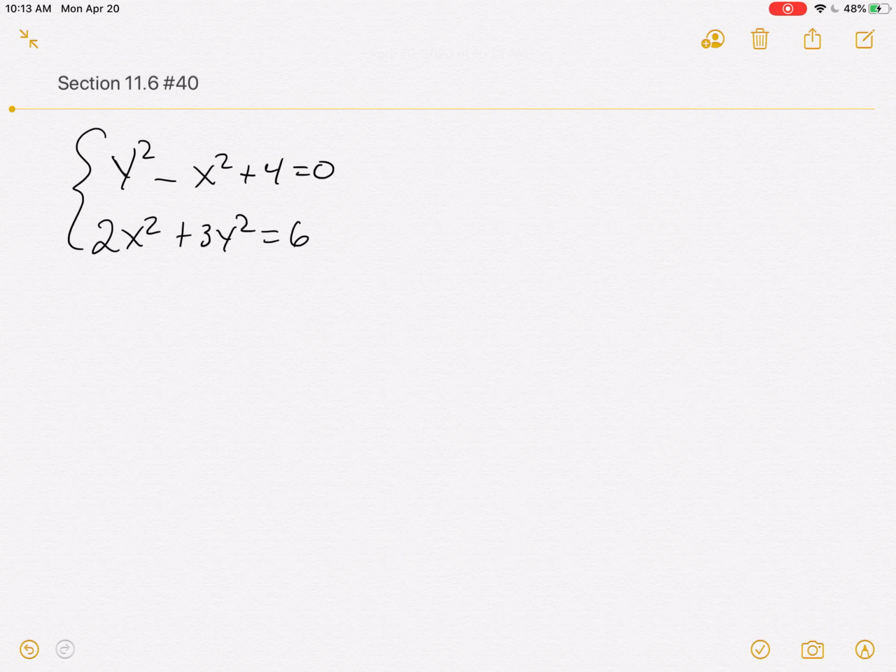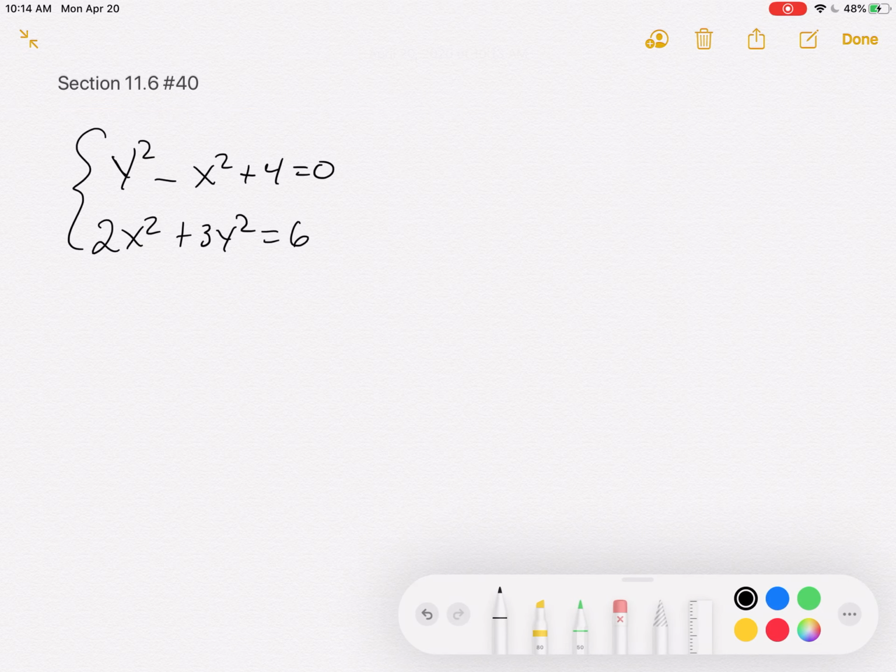Welcome to our last example from 11.6. This is number 40. I just thought it'd be wise to do one more type of example with you. Nothing earth-shattering here. We're going to be doing the exact same thing. And so, for lack of a better reason, I'll just do it by substitution. I'll go to that first equation since it's the easiest to solve for either y squared or x squared.